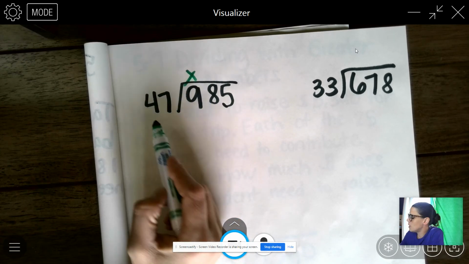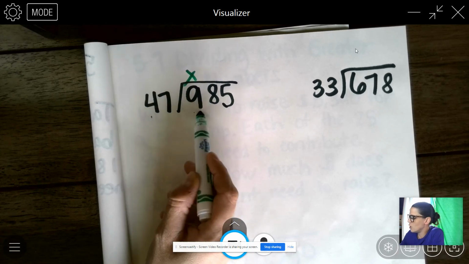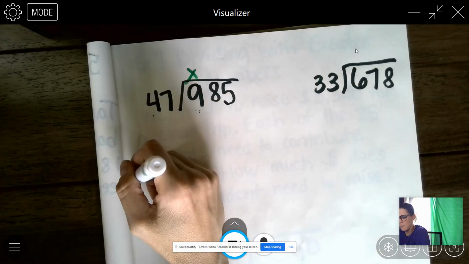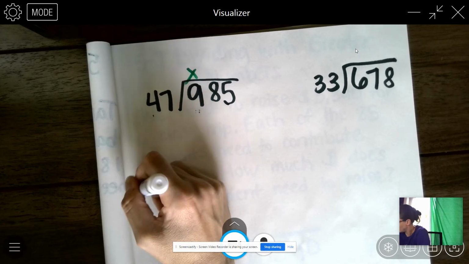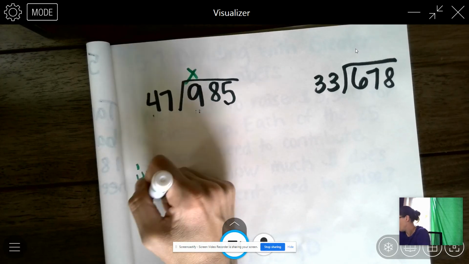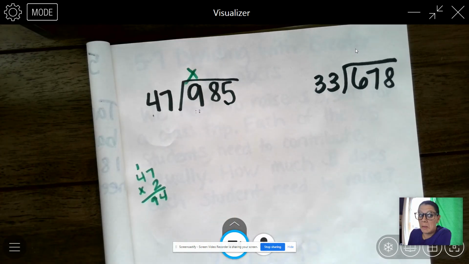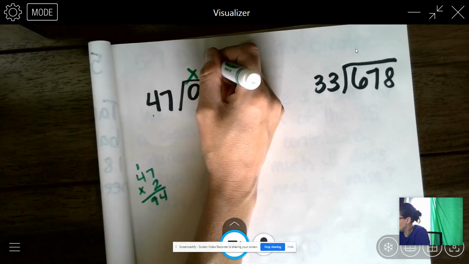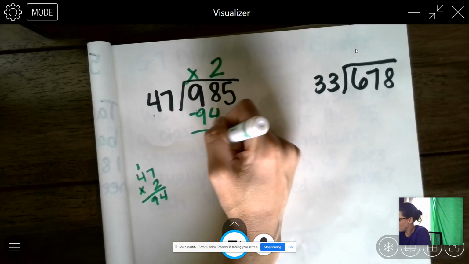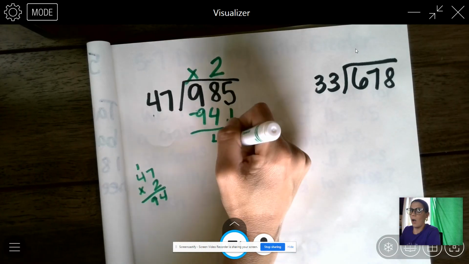So let's think about how many times can 4 fit into 9? 2 times. Let's see what 47 times 2 is. So on the side of my paper, I'm going to do 47 times 2. Ooh, 94. That looks pretty good. 2 in my quotient. Subtract, and I get 4. Bring down my 5.